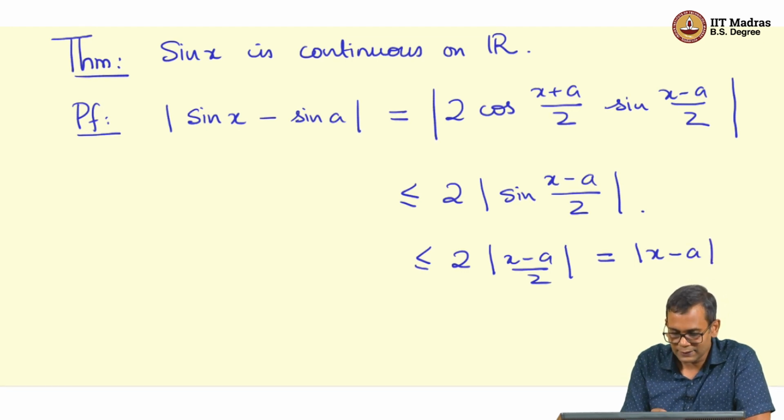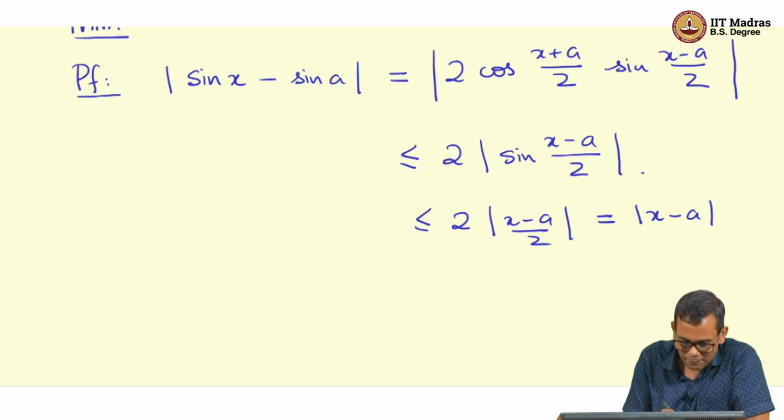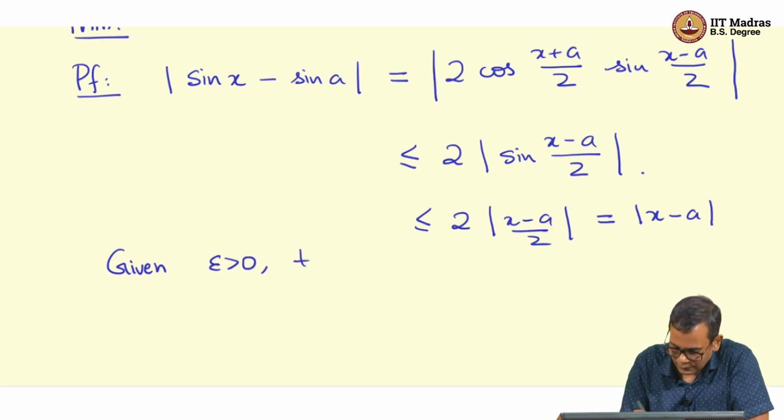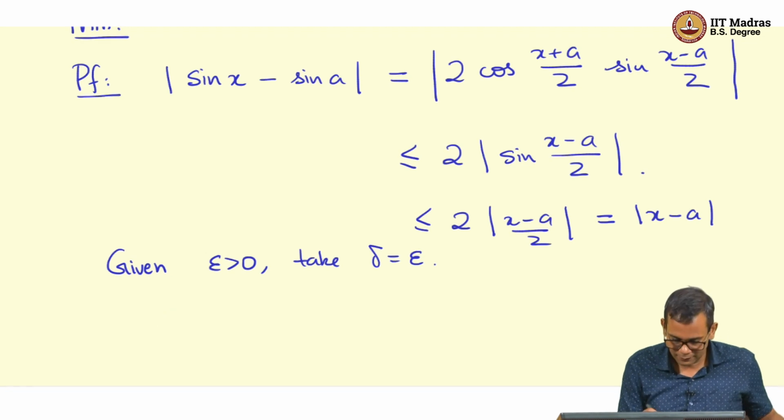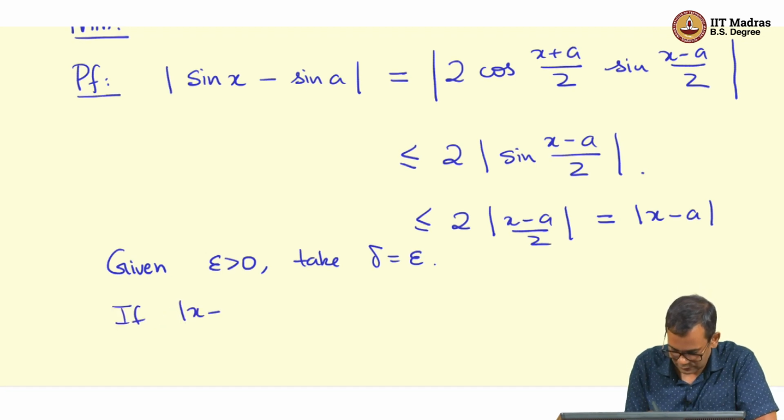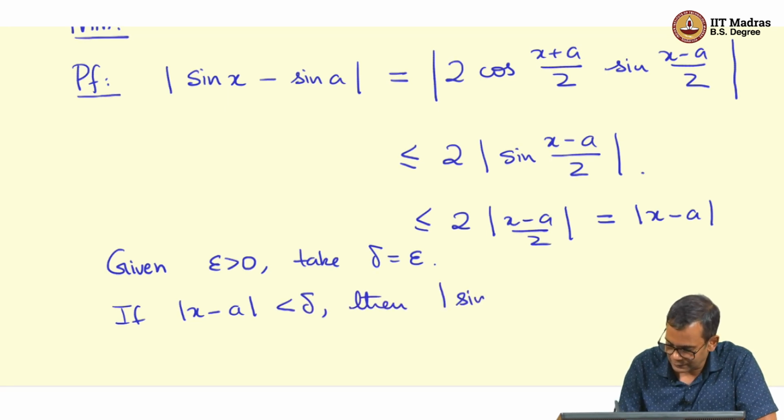So, what we have shown is that the absolute value of sin x minus sin A is less than or equal to the absolute value of x minus A, at least when x is close to A. So, given any epsilon greater than 0, take delta equal to epsilon, and what we have is if the absolute value of x minus A is less than delta, then clearly the absolute value of sin x minus sin A is less than epsilon.